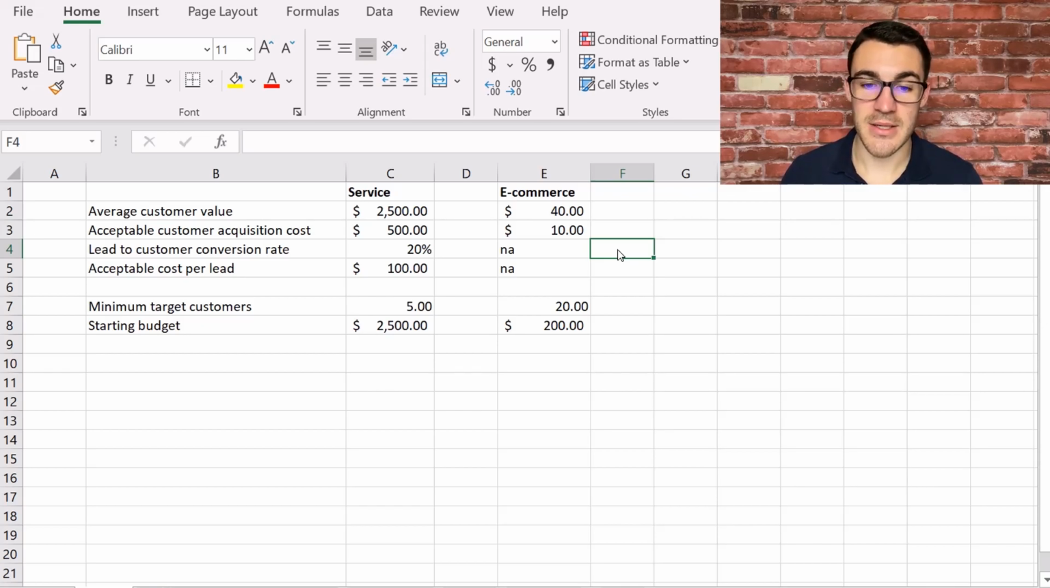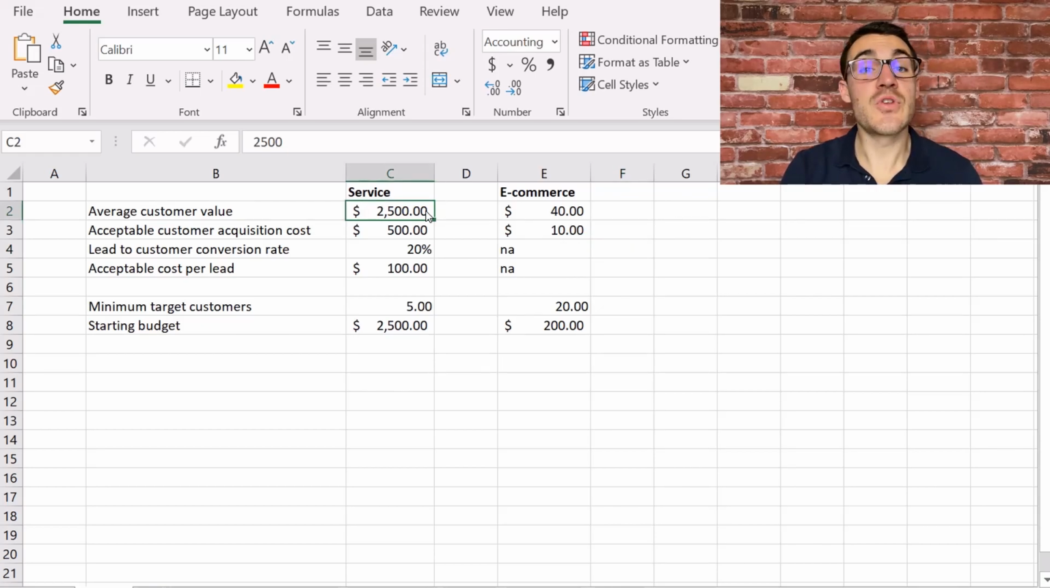Hopefully that makes sense. You need to know how much your customers are worth on an average basis. If you're just getting started, you don't know the information, just guess. Use your best guess. Then you need to work out how much you're willing to pay to acquire a new customer. Again, that might not be tricky, but really have a good think about that.